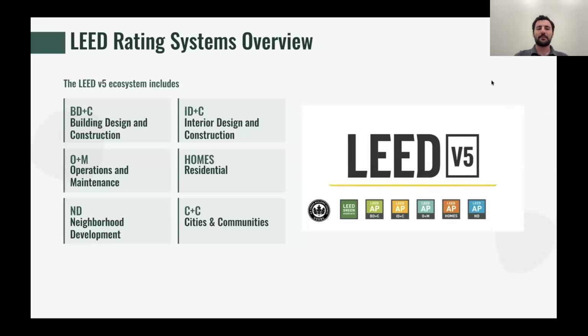LEED for homes promotes the design and construction of high-performance homes for residential properties, while LEED for cities and communities is used to measure and manage waste consumption, water consumption, energy use, transportation, and human experience at the municipal level. By offering different rating systems, LEED allows developers, architects, planners, and governments the ability to implement sustainability strategy throughout the entire life cycle of the built environment.